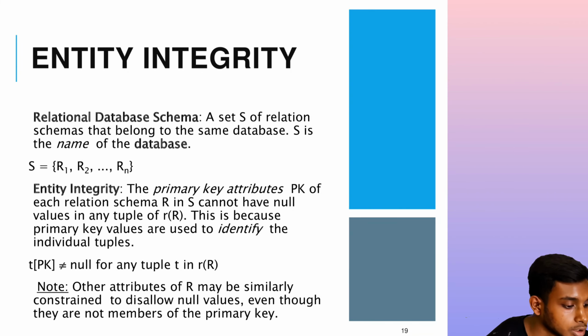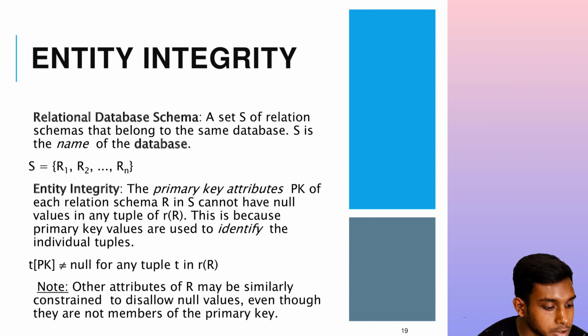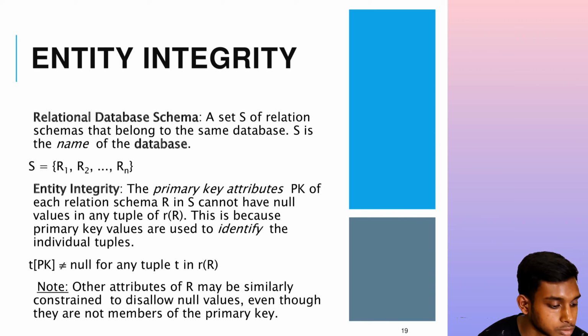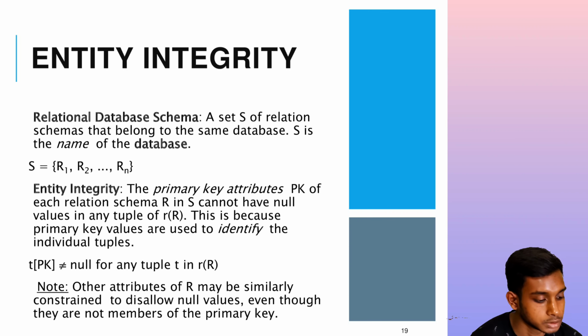Entity integrity. A relational database schema S is a set of relation schemas that belong to the same database, where S is the name of the database. S is equal to relation R1, relation R2, and so on up to relation Rn. Entity integrity: the primary key attributes of each relation schema R in S cannot have null values in any tuple of R.